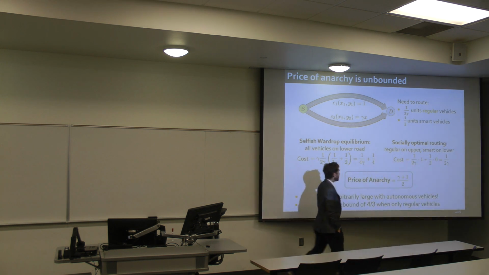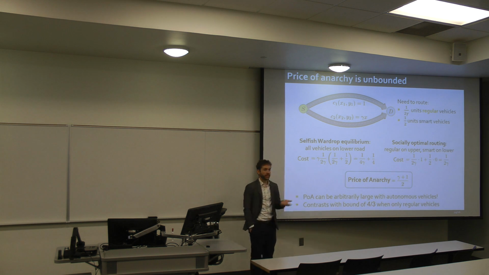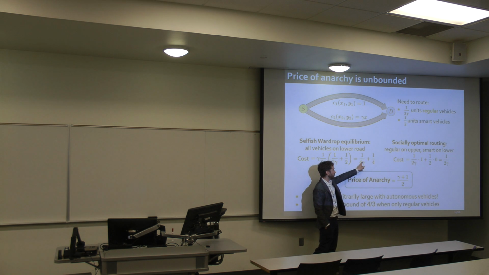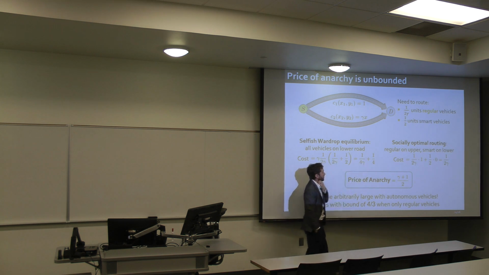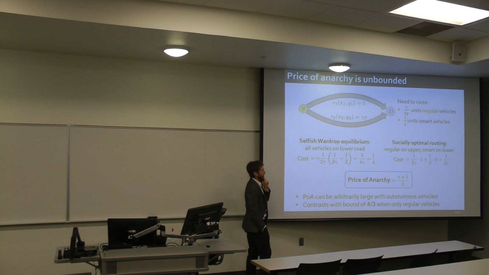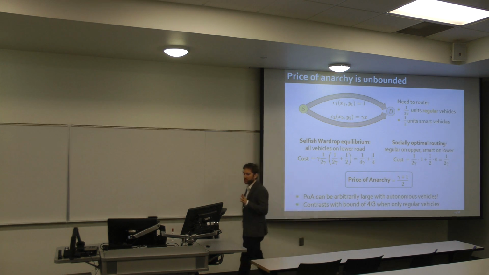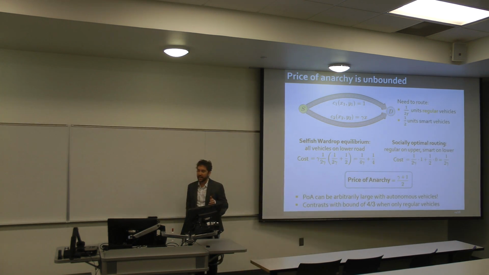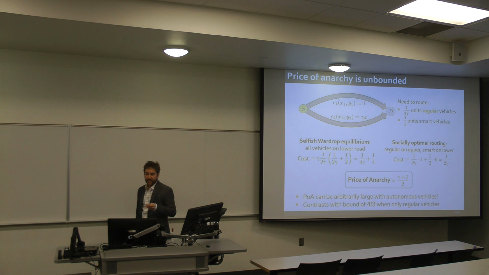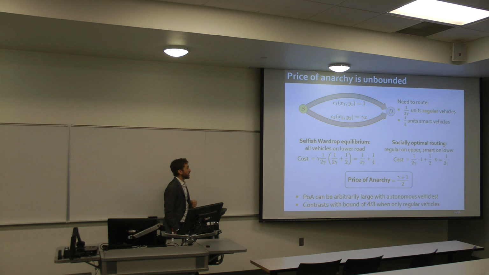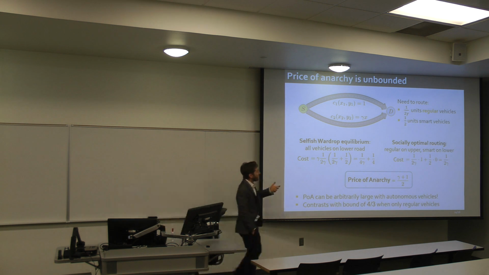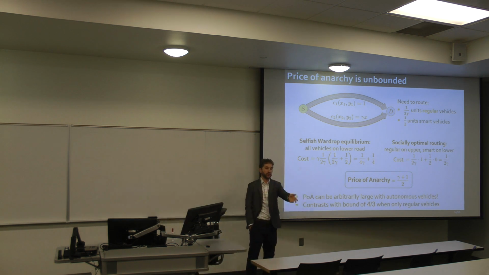All right? Okay, so now we're going to compute the price of anarchy in this network. Price of anarchy is the ratio of the Wardrop equilibrium cost to the socially optimal cost. And you're going to get a price of anarchy that looks like this. You're going to get gamma plus 1 divided by 2, right? What's interesting about this price of anarchy is that it can be arbitrarily large when you have autonomous vehicles, right? So depending on gamma, if gamma was very, very large, you would have a very, very large price of anarchy, right?